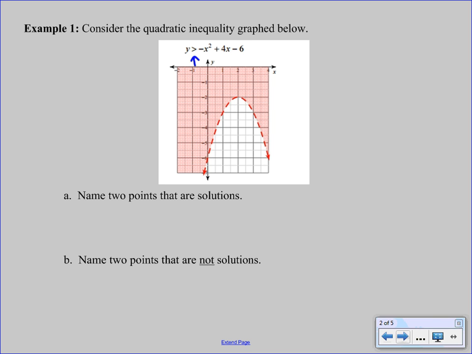So what we need to talk about now is what is actually a solution to an inequality. So in part A, we want you to name 2 points that are solutions. And you can think about a solution as any point that falls in the shaded area. So if you just look at where it's shaded pink, you can pick out any of the ordered pairs. So for example, (0, -2).